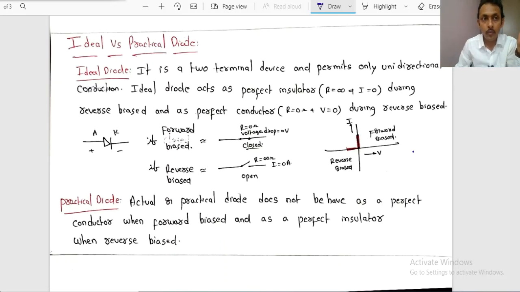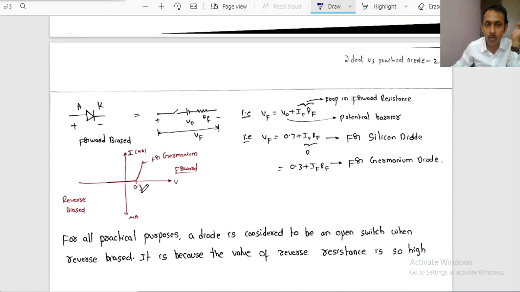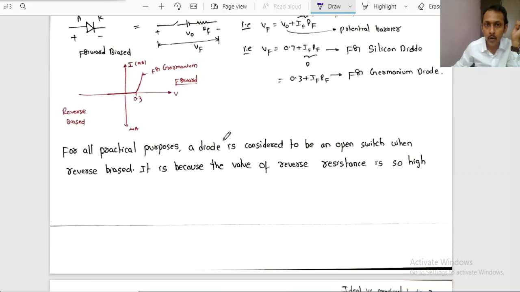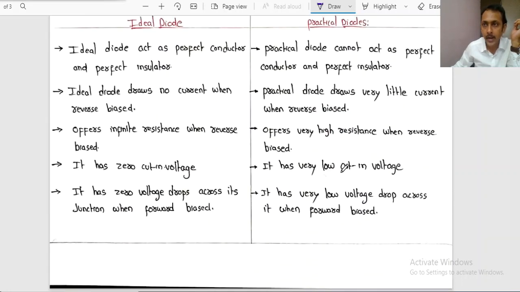In this video, we are going to discuss the ideal versus practical diode. What are the differences between the ideal diode and a practical diode? We will see its circuit symbol and its equivalent representation if it is an ideal diode, and also we will discuss its equivalent VI graph if it is a practical diode, and also the differences between the ideal and practical diode.